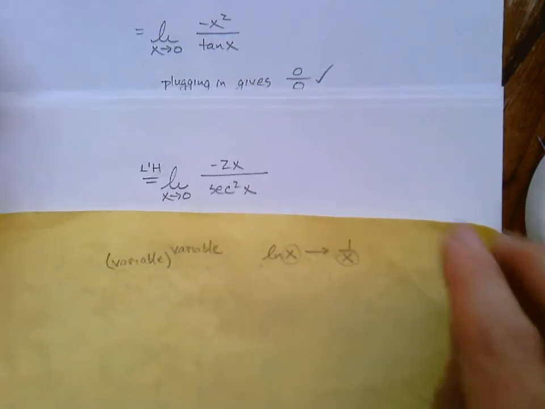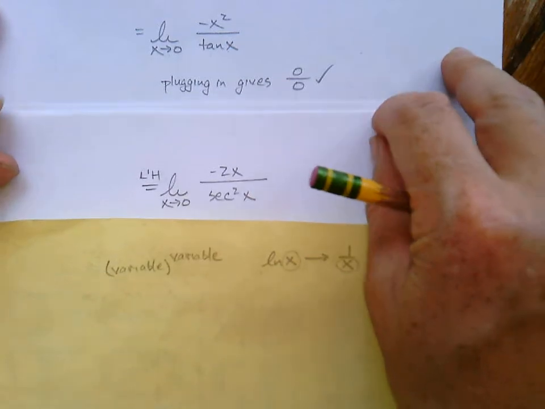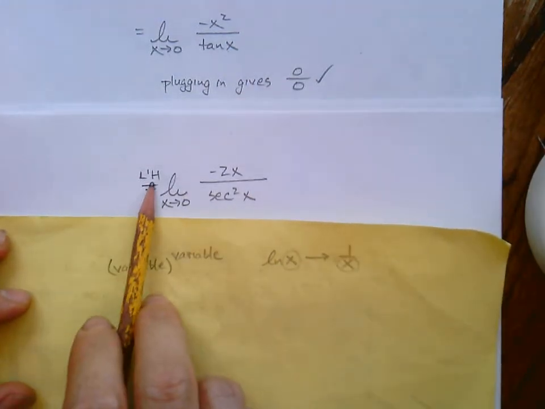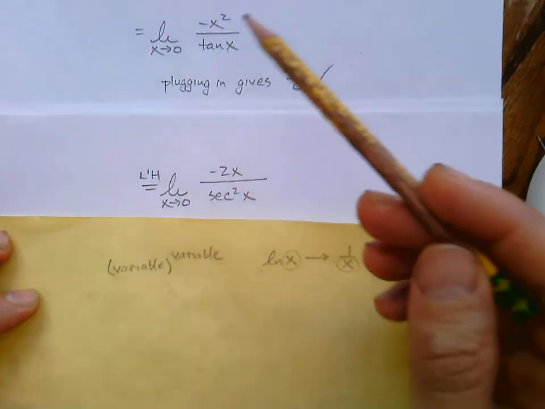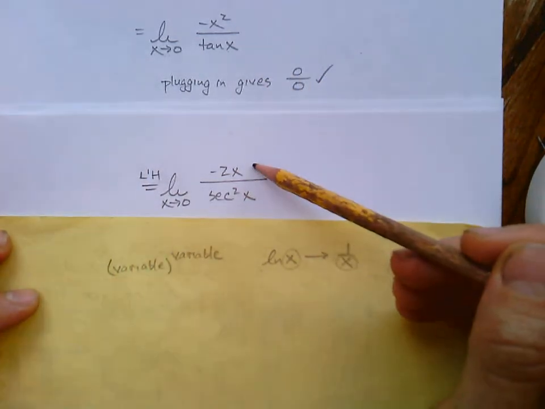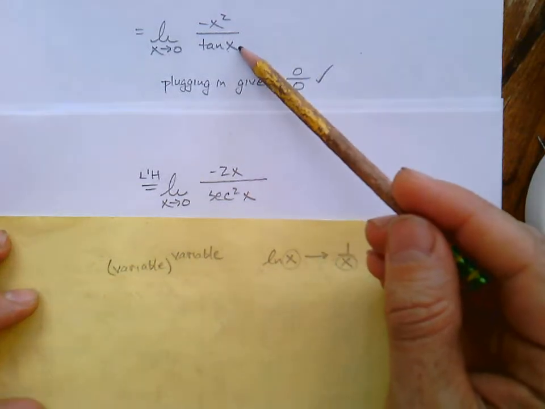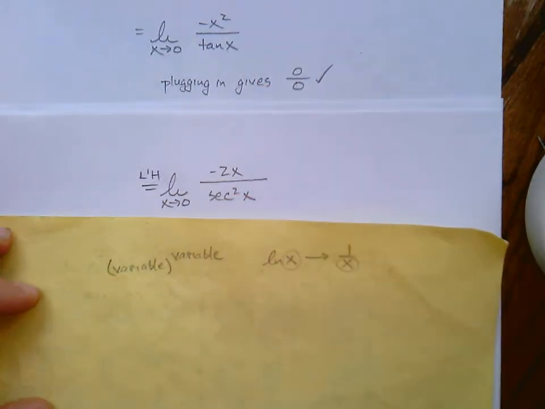Okay, so we're going to write L apostrophe H equals sign. Same limit, of course, limit as x approaches 0. And now derivatives. So negative 2x. And you may recall that the derivative of tangent x is secant squared x. Now that wasn't too bad, the way those derivatives worked out. Okay, now that we've done L'Hopital's rule a second time, we're crossing our fingers. Hopefully we can just plug in. If not, well, we can always do more.